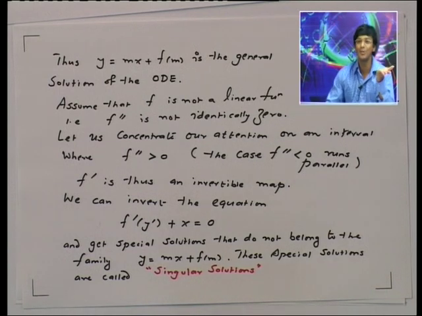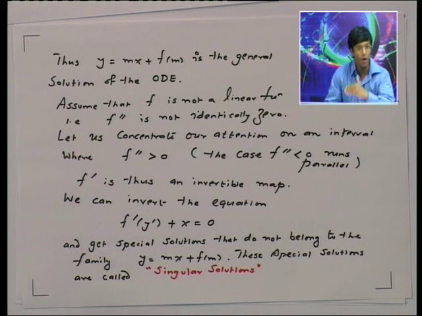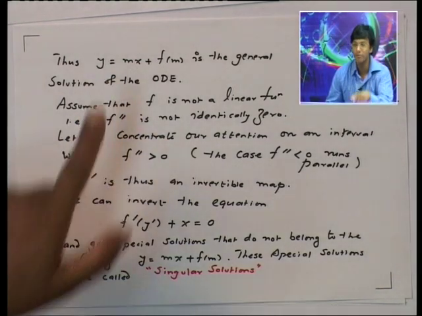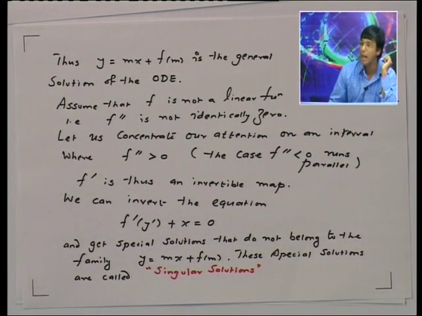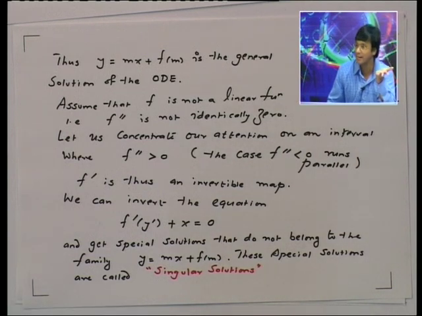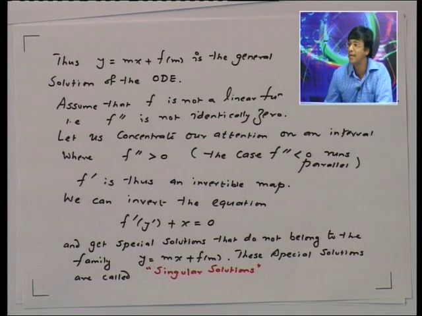Why is it called a singular solution? Because it is not a part of the general solution. What is the general solution? It is written right on the first line, y equal to mx plus f of m. That is a general solution containing one arbitrary constant m. There is a family. If you graph it, it is going to be a family of straight lines, correct? And the singular solution is called a singular solution because it is not a part of the general family.